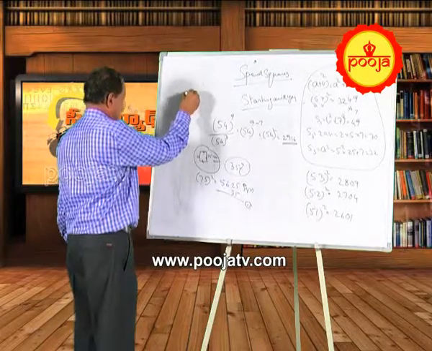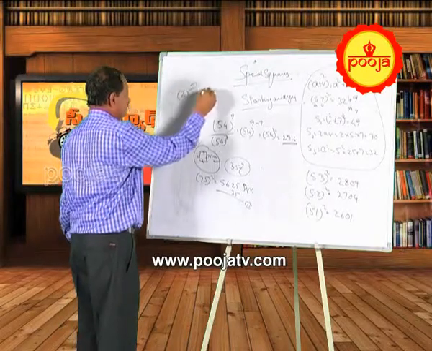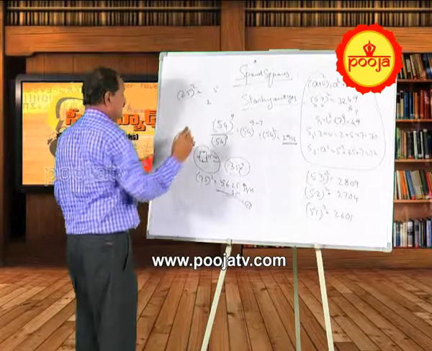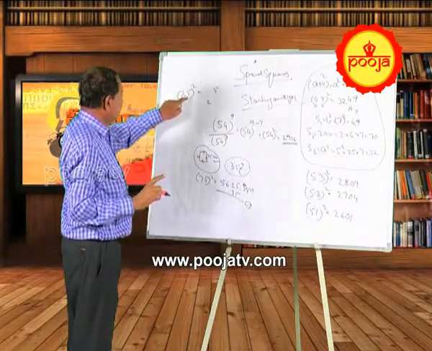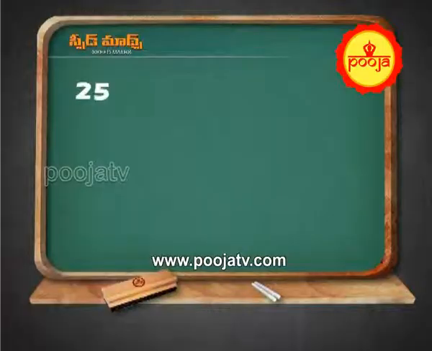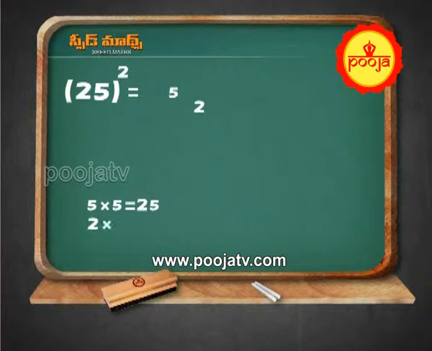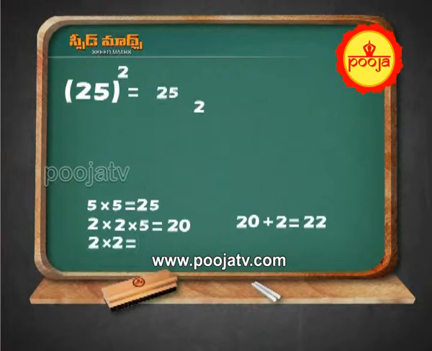Suppose the same 25 square, 5 5s are 25, 5 here, 2 outside, because you have to take only 1 digit, and 2ab, 2 2s are 4, 4 5s are 20, 20 plus 2, 22. So, again 2 here, 2 outside, next 2 2s are 4 plus 2, 6. Like this you have to take only 1 digit when you are operating 2 digits. That rule you have to remember.